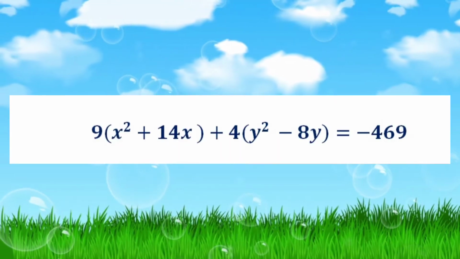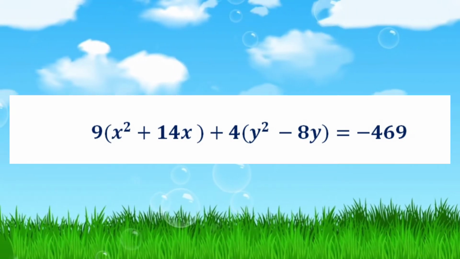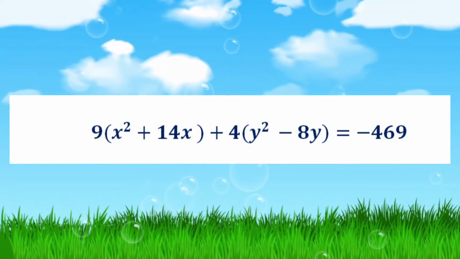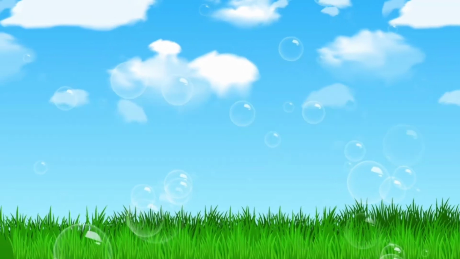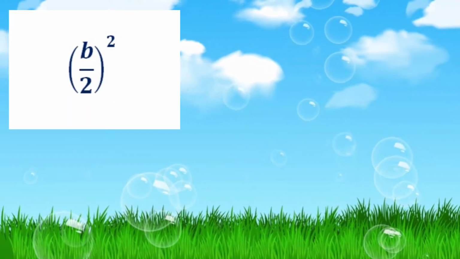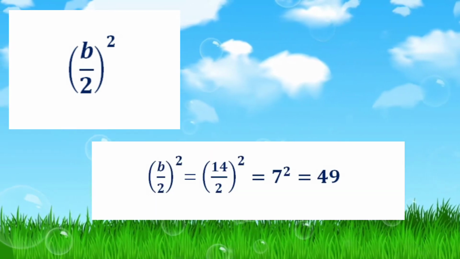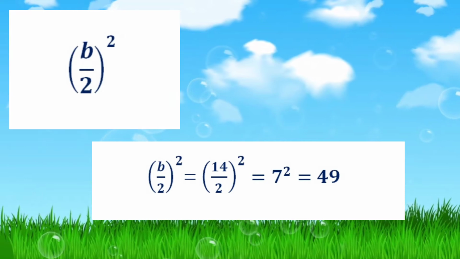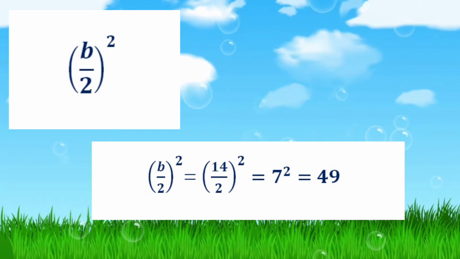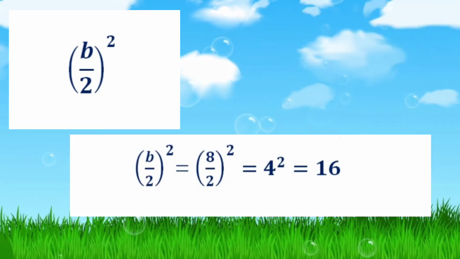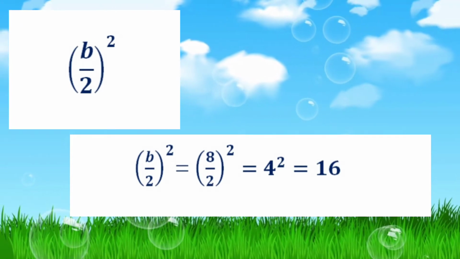In our equation, we have 9 times (x squared plus 14x) plus 4 multiplied by (y squared minus 8y) equals negative 469. So in order to get b over 2 to the power of 2, in the first expression we have our b as 14. So 14 divided by 2 equals 7, squared equals 49. Then for the next, our b is 8. So 8 divided by 2 equals 4, and then to the power of 2 equals 16.